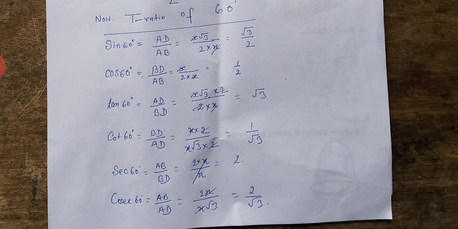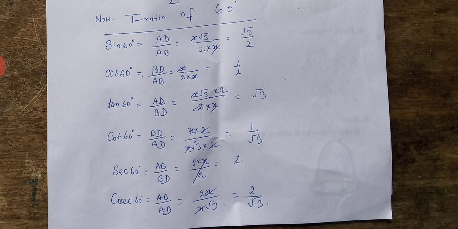Now sec 60 degree is equal to AB by BD is equal to 2 into x by x, x cancels, is equal to 2. And now cosec 60 degree is equal to AB by AD is equal to 2 into x by x root 3 is equal to 2 by root 3.